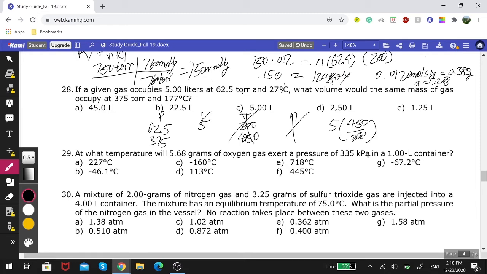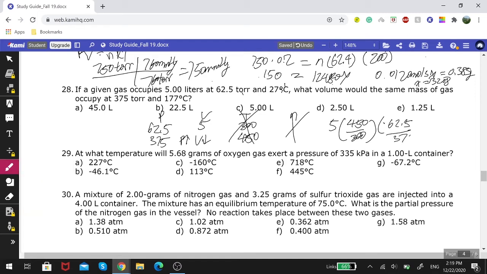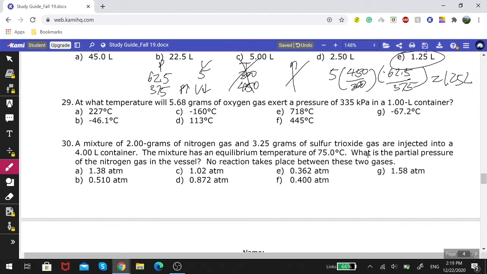Now we ignore T and only look at P and V. Pressure and volume are inversely proportional. So as pressure increases, volume would actually decrease. So this time the 62.5 will go on top, divided by 375, to get a number less than 1. Now 5 times 450 times 62.5 divided by 300 divided by 375 gives us the answer of 1.25, and the units will be in liters.